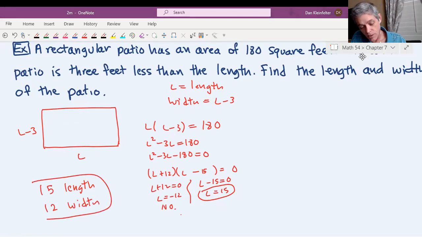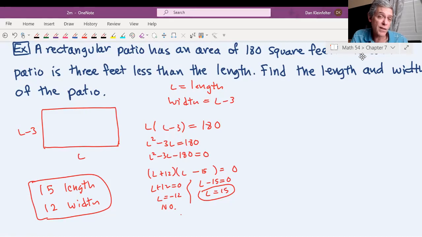Okay, so for distances and lengths, those are always measured in positive numbers. And so if you're doing a problem like this and you get, like, the width of the pool is negative 7 feet or something like that, it's not going to be a solution. It's only going to be the positive solutions you're looking for. Okay, and so we end up with 15 feet for the length and 12 feet for the width.